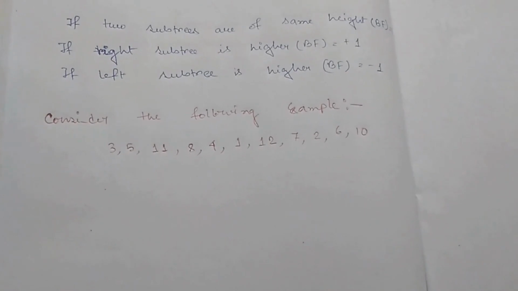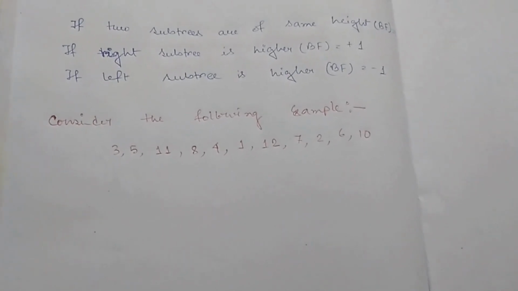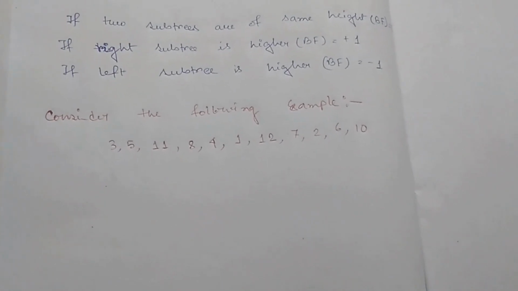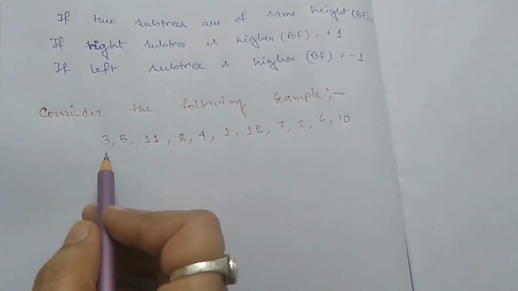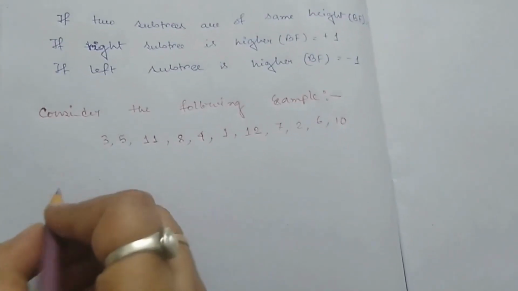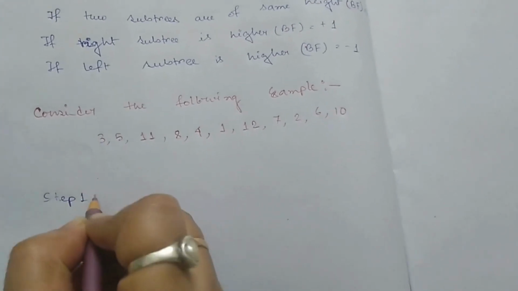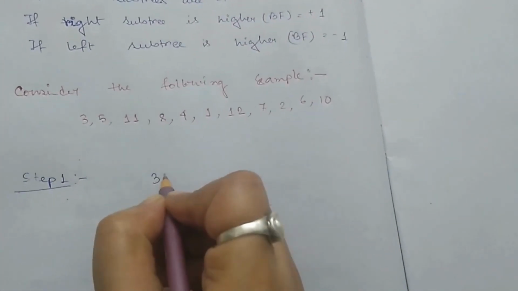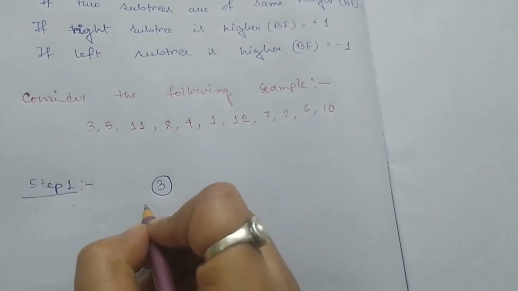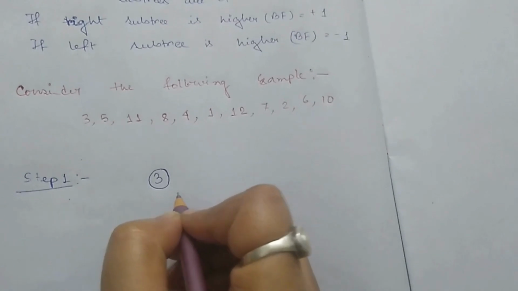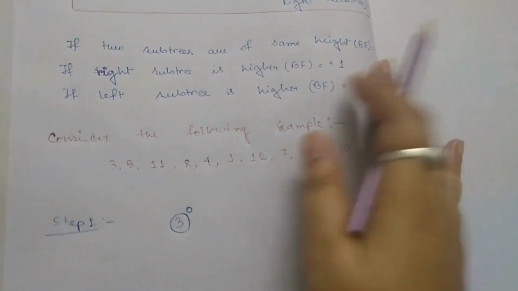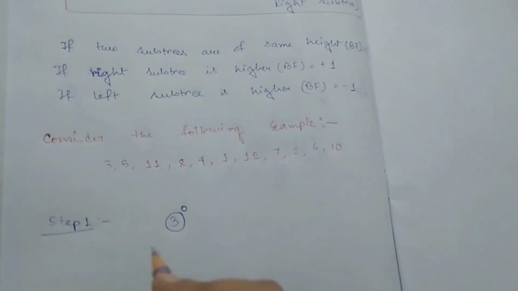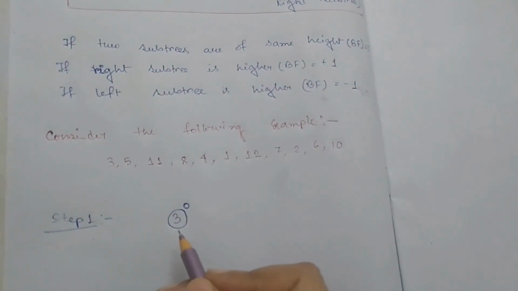Now for better understanding, here we consider one example. Let's discuss. First, step 1. Here we consider the first node, and the first node value is 3. At the first node entry, there is no left subtree as well as right subtree, so the value is 0, because according to this formula, if the two subtrees are the same height, then the value is 0. For that reason, here the value is 0.